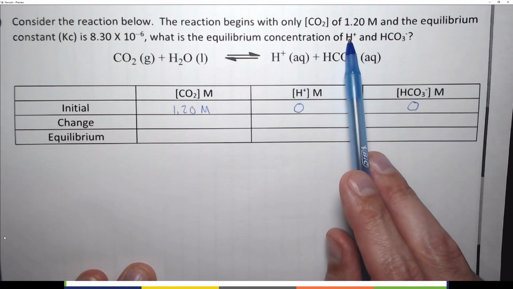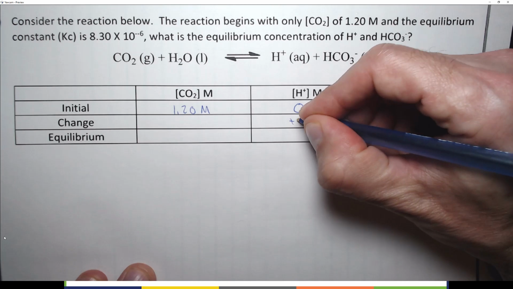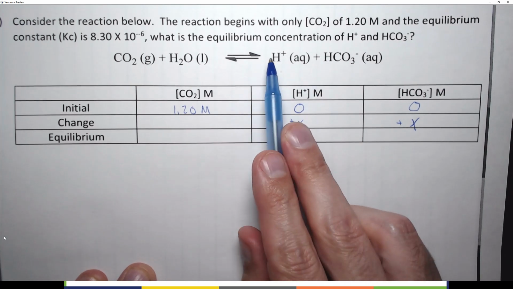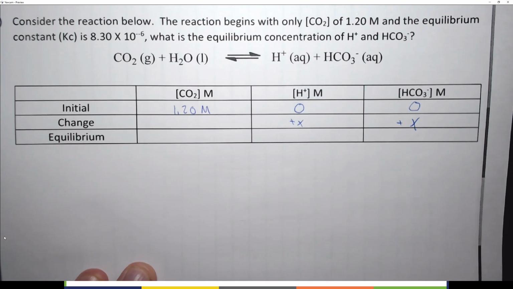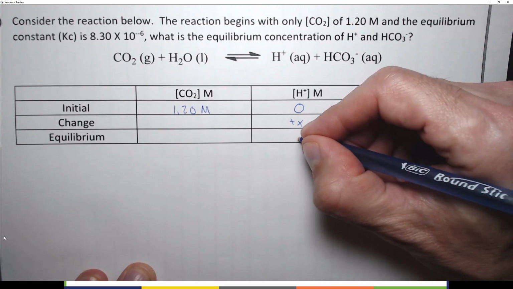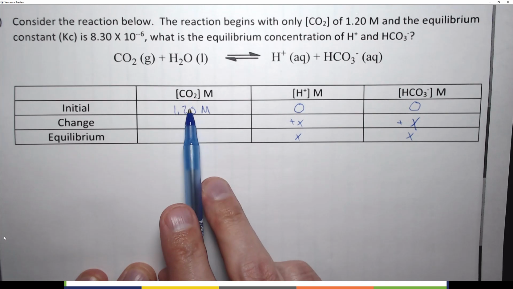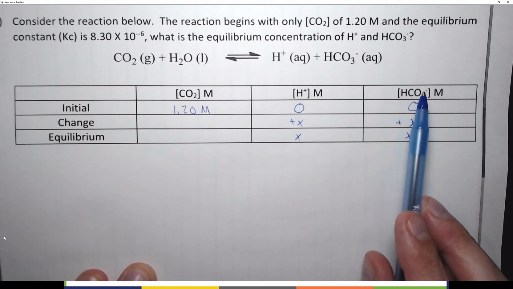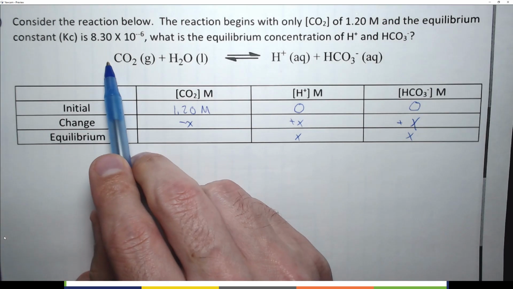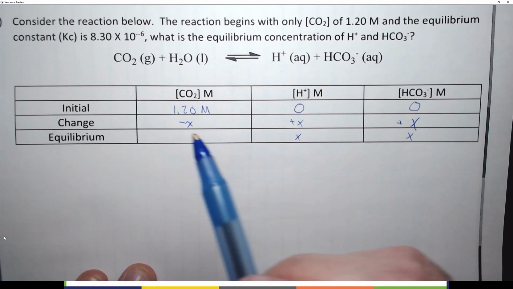What is the equilibrium concentration of H plus and HCO3 minus? So we're going to get x of this and x of this. Again, they're both 1x because the stoichiometry is 1-to-1. So at equilibrium we want x of this and x of this. How much CO2 are we going to lose to get x of H plus and x of HCO3 minus? Well, we're going to lose x. Why 1x? Because the stoichiometric coefficient here is 1. In the previous example, it was a 2, so we lost 2x, but in this case, it's only 1.